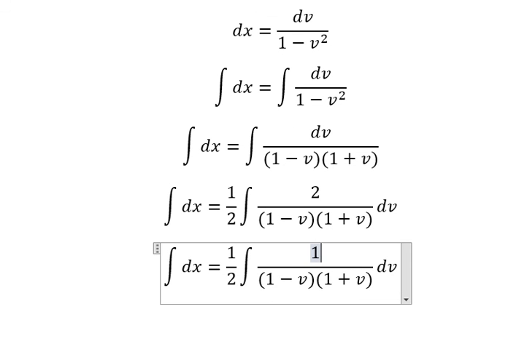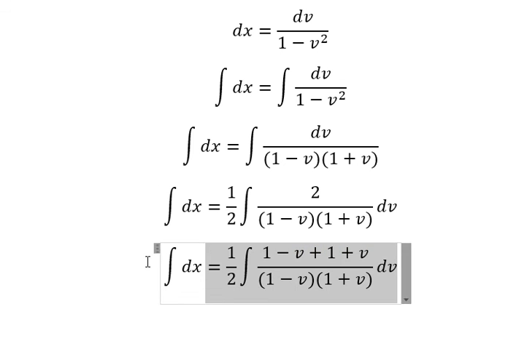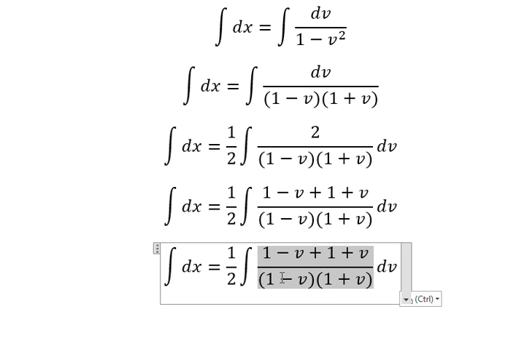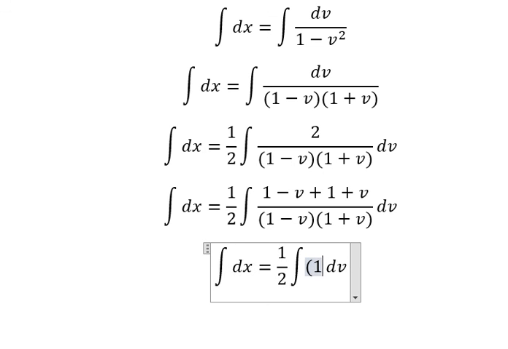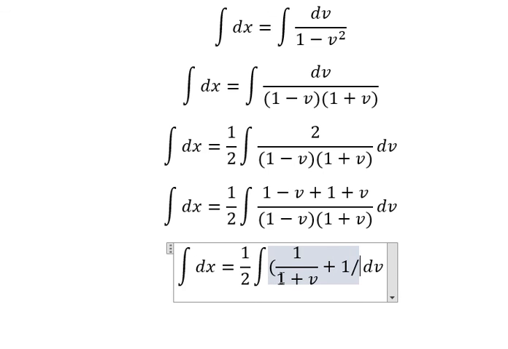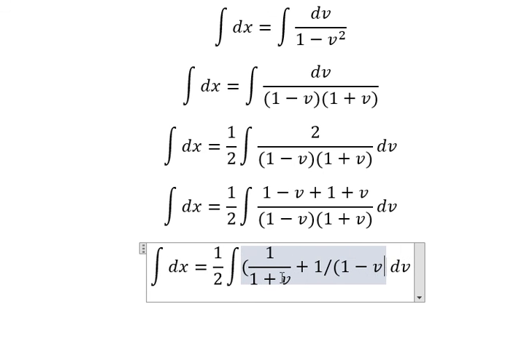Number 2, that's 1 plus 1. Next, I will put negative v in here. Later we need to put back v. So 1 minus v divided by 1 minus v, 1 plus v divided by 1 plus v. So we have 1 over 1 plus v plus 1 over 1 minus v.